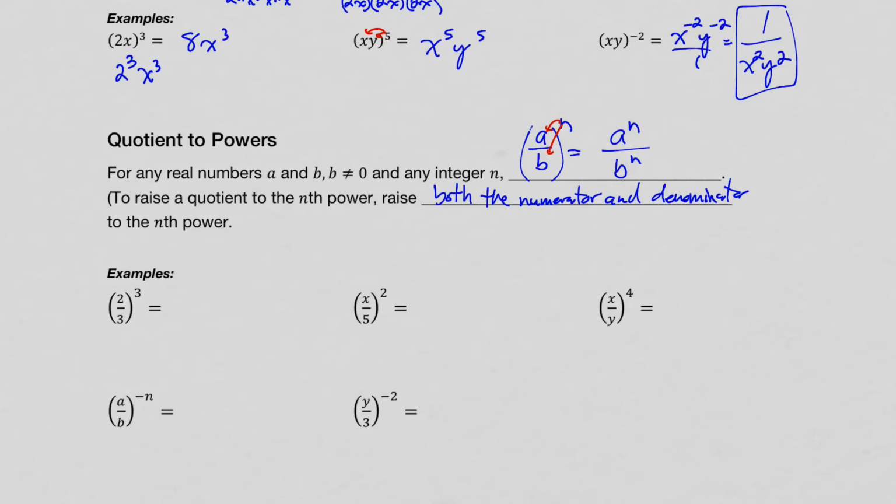All right, so let's take a look at what that looks like here. In the first example, we have 2/3 raised to the third power. So the numerator and the denominator both get that power of 3. And now we want to go ahead and simplify. So that's going to be 8 over 27. 3 times 3 times 3 is 27. Again, if you need help with your calculator, that's fine.